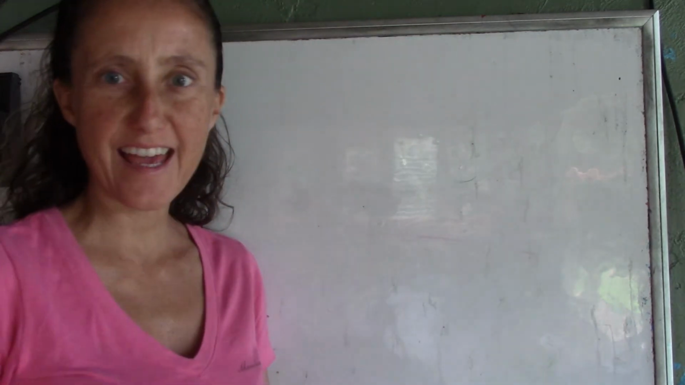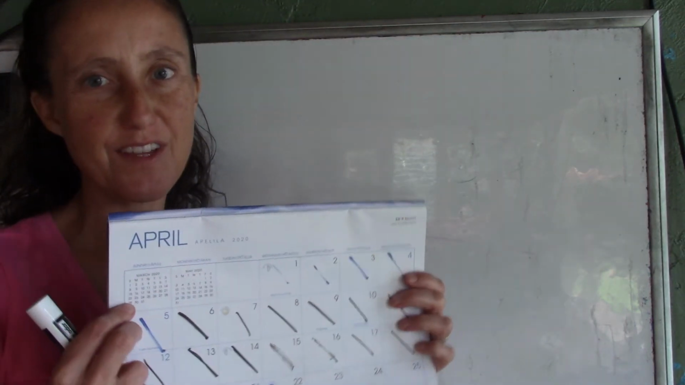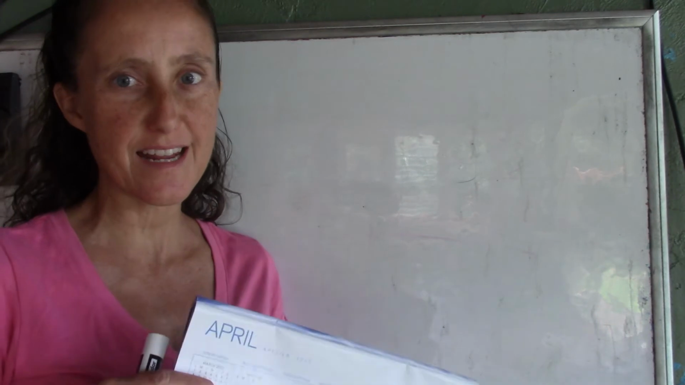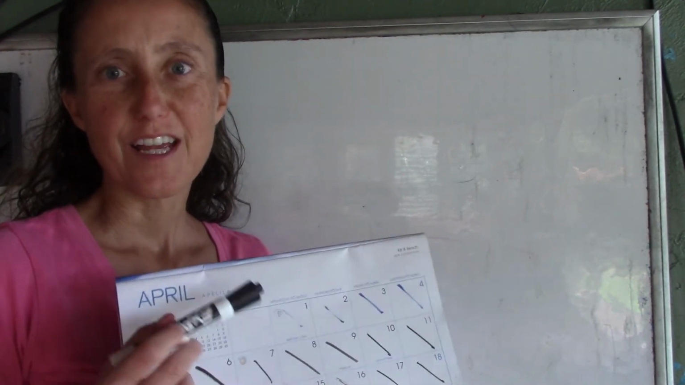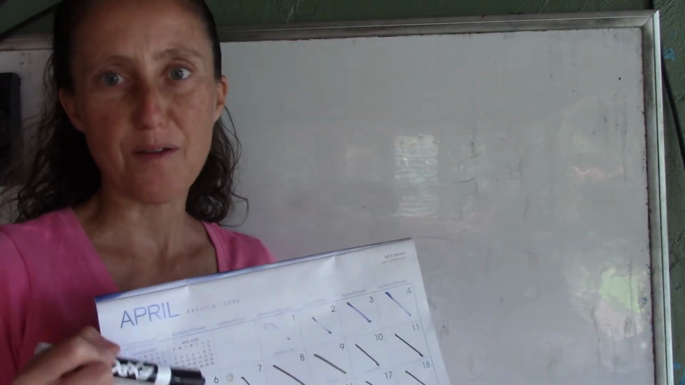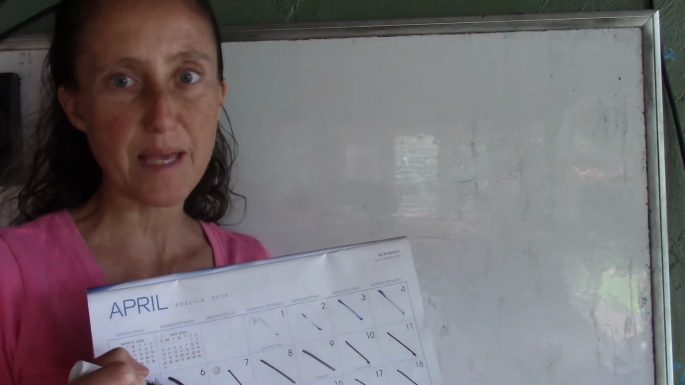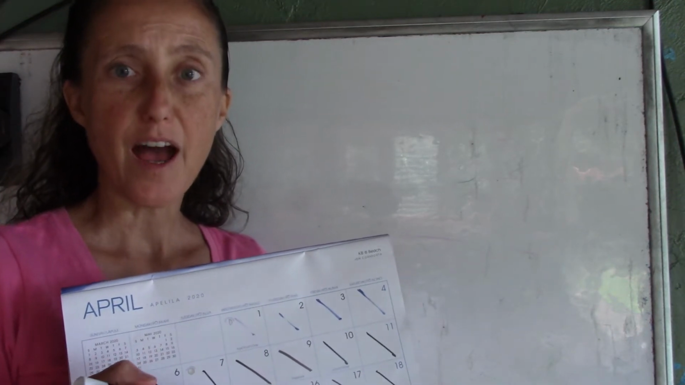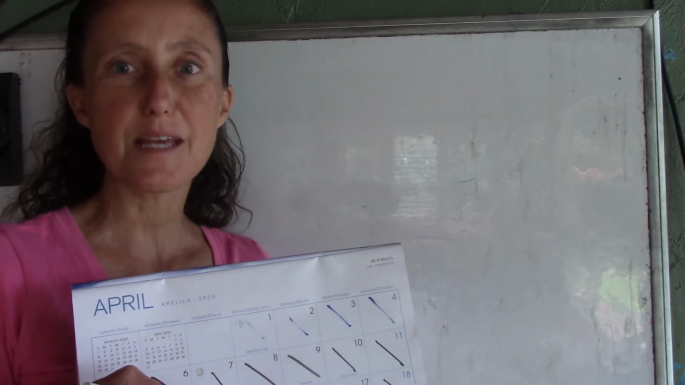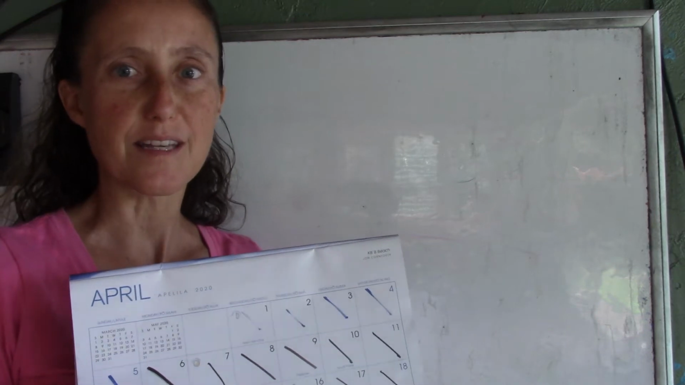Here is our calendar, right? Starting with our calendar, we always want to know what the date is. So let's do our months. They are January, February, March, and April, May, June, July, and August, September, October, November, December. Those are the months of the year.